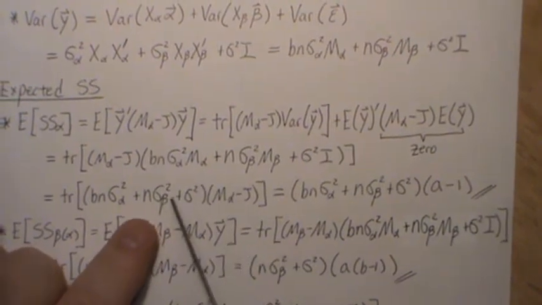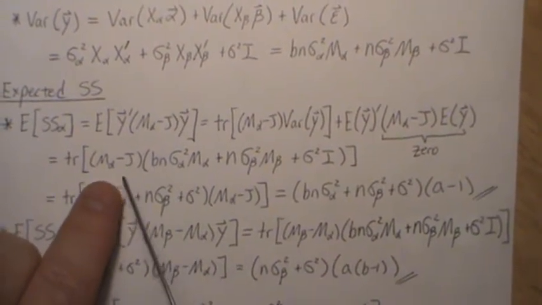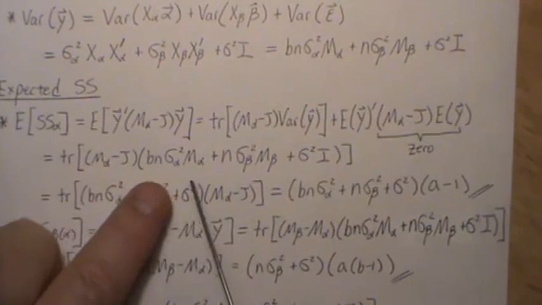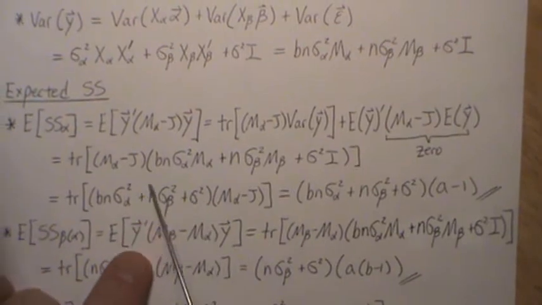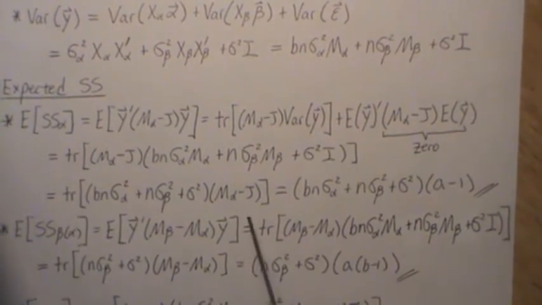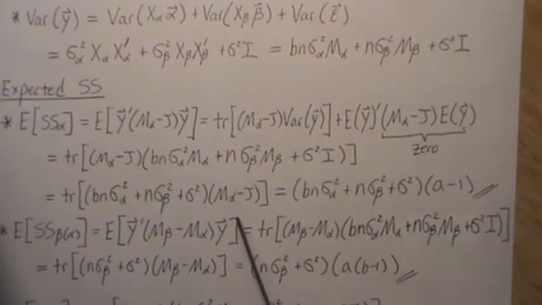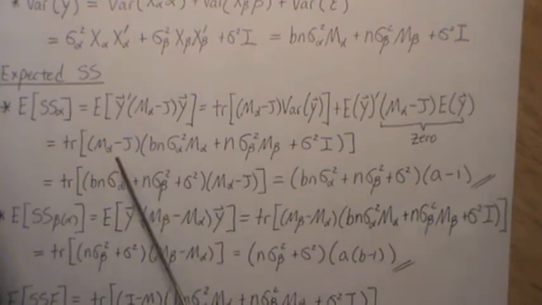Now, one thing to remember is that this step right here is that matrix in the middle. This is the variance of y, and it reduces to a constant times that matrix. And I'm being a little overkill with that step, but it's going to help us when we get to the distribution of the sums of squares here.